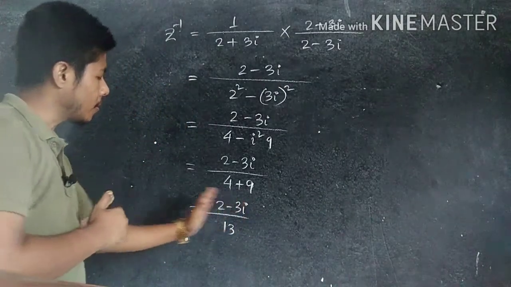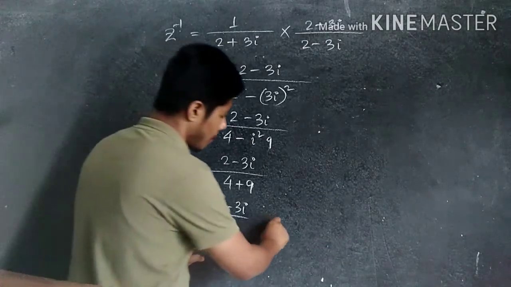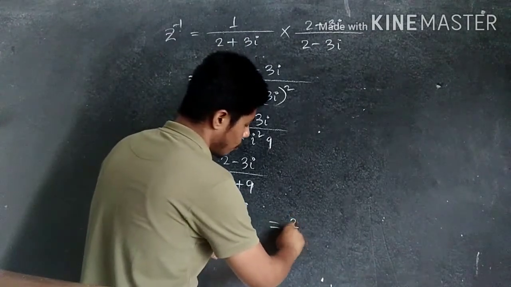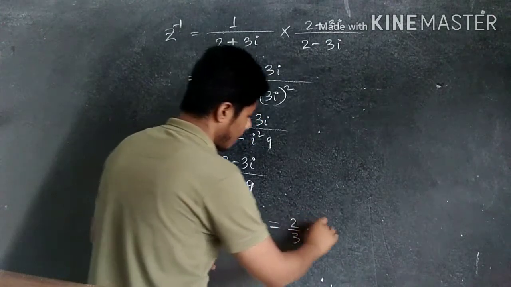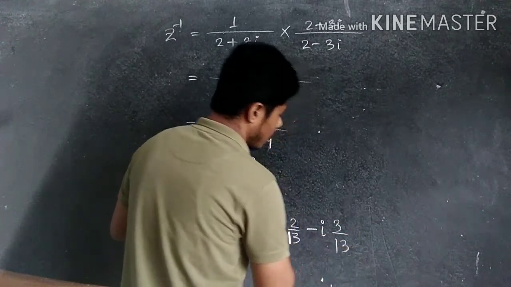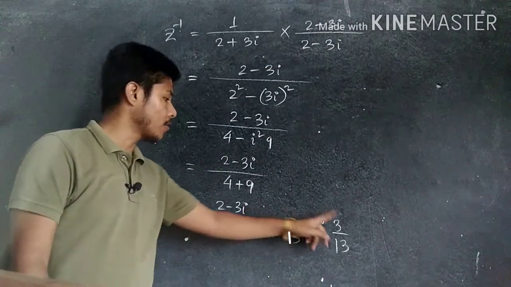So easily we can separate this one into two parts. Here we do the part separate. If you separate this one into two parts, 2 by 13 minus, if we take i here, then next one we have to write 3 by 13. So 2 by 13 minus i into 3 by 13.